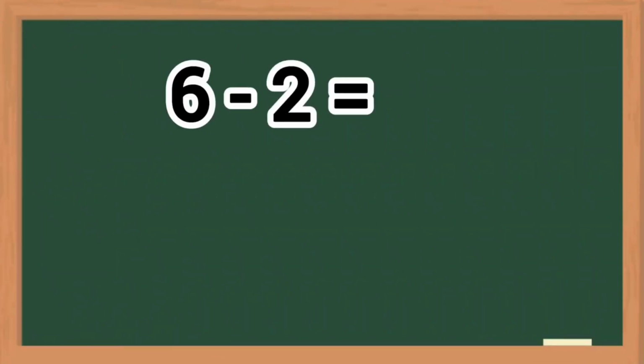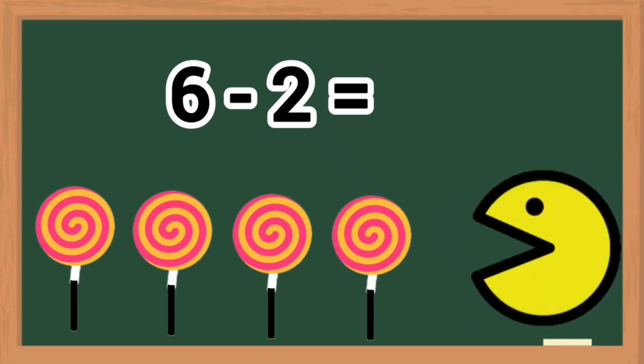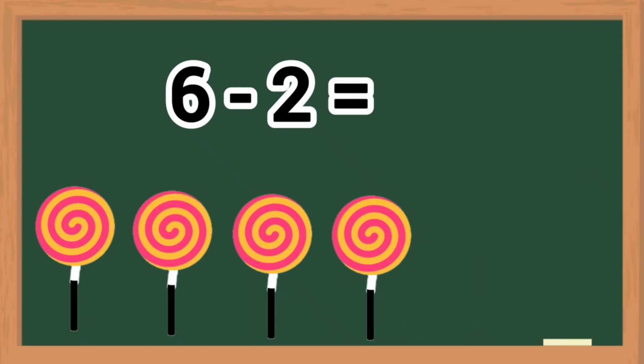6 minus 2 equals 2. Now we take 6 lollipops, and 2 are eaten. So how many lollipops are left? Correct, there are 4 lollipops left.